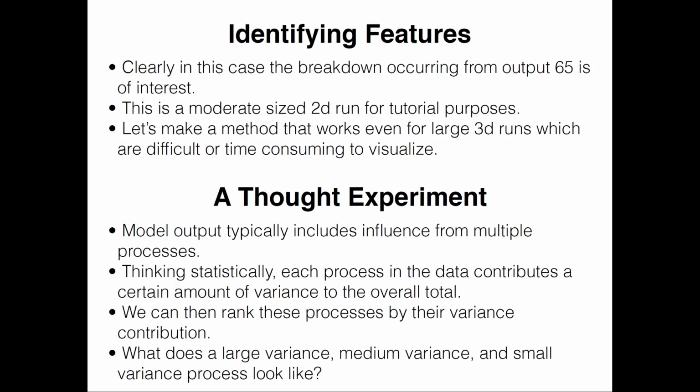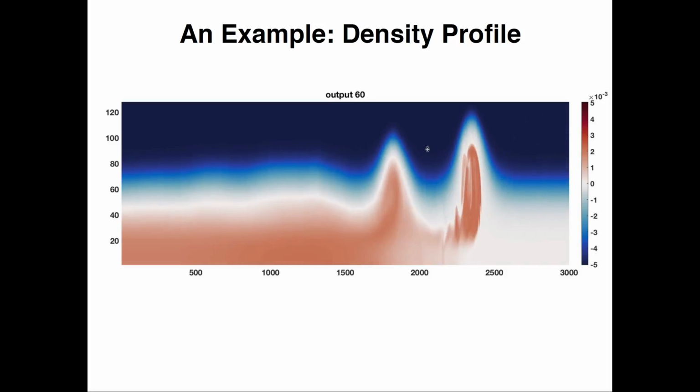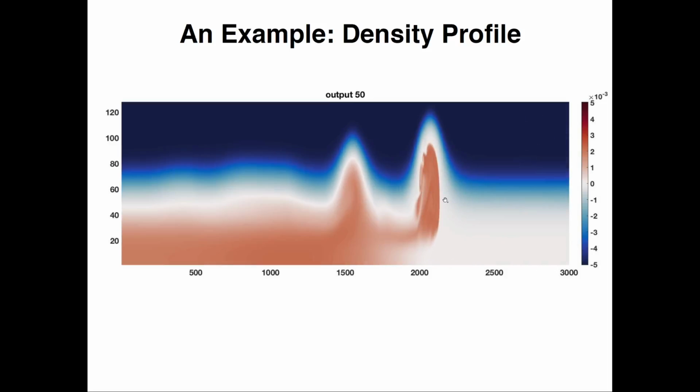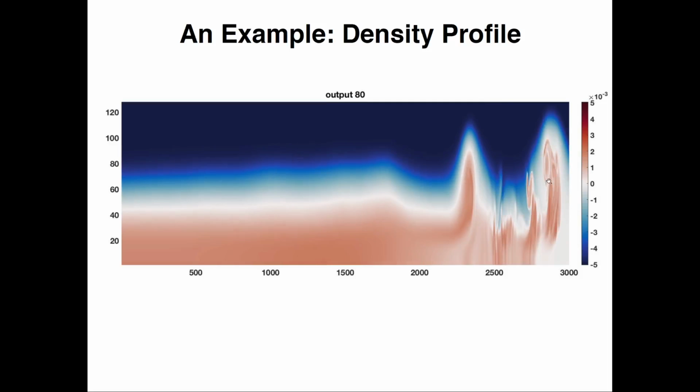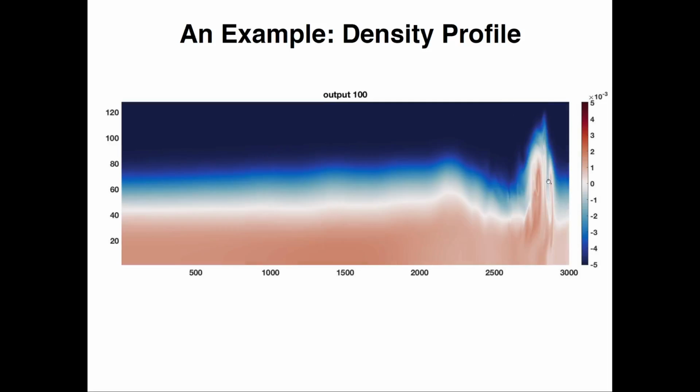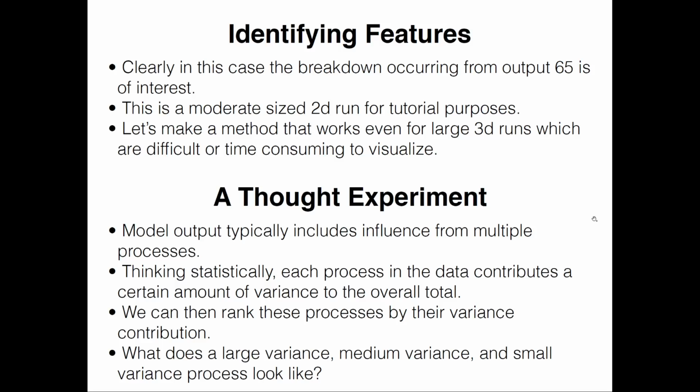So for example, in our tutorial example, you have the wave propagating. That's obviously a process that's including some variance. Then you have the shedding of the core. That's going to be some other variance, a smaller amount of variance, right? So each process in the data set contributes a certain amount of variance to the overall total. We can then rank these processes by their variance contribution. And so we'll have small, medium, and large variance contributions by these various processes.